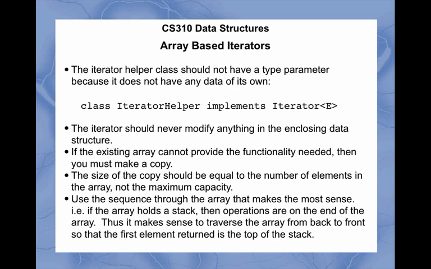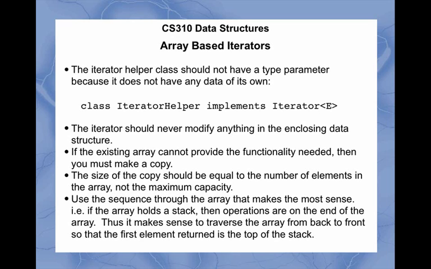Then you want to use the sequence through the array that makes the most sense. That is, if an array holds a stack, then operations happen at the end of the list. You would not, for instance, use push and pop on the front of an array, because to insert at index 0 you would have to shift everything down to make room for it, and then with a pop at index 0 you would have to shift everything down to fill in the hole. Thus, push and pop when operating on the front of an array would be big O of n.